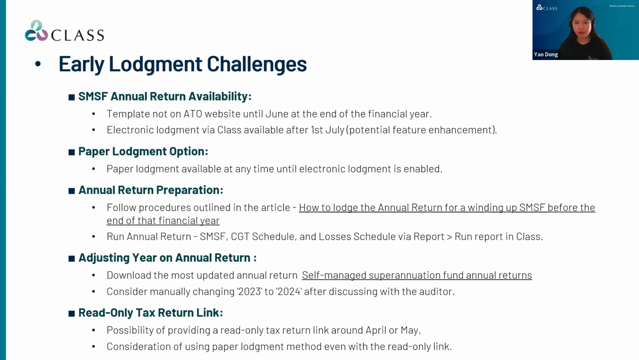There is a possibility of a read-only tax return link from Class available around April or May, but even with this link, using the paper lodgement method may still be necessary before 30th of June. So in summary, while there is a current limitation in using Class for pre-30th of June lodgement, the mid-year tax finalization function in Class can help you generate reports for paper lodgement purposes.